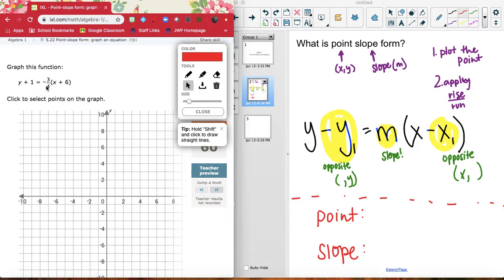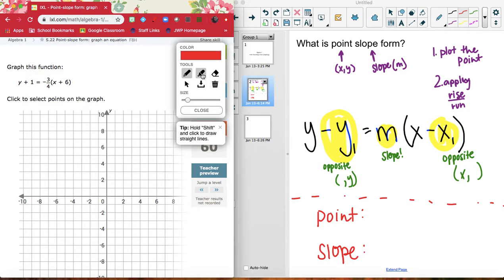y plus 1 equals -3/4 times (x plus 6). Don't be scared. The y1 is +1, the m is negative 3/4, and the x1 there is plus 6. So when I'm writing this, I need to remember I'm using the opposite of what's written here. So that symbol is important to me.